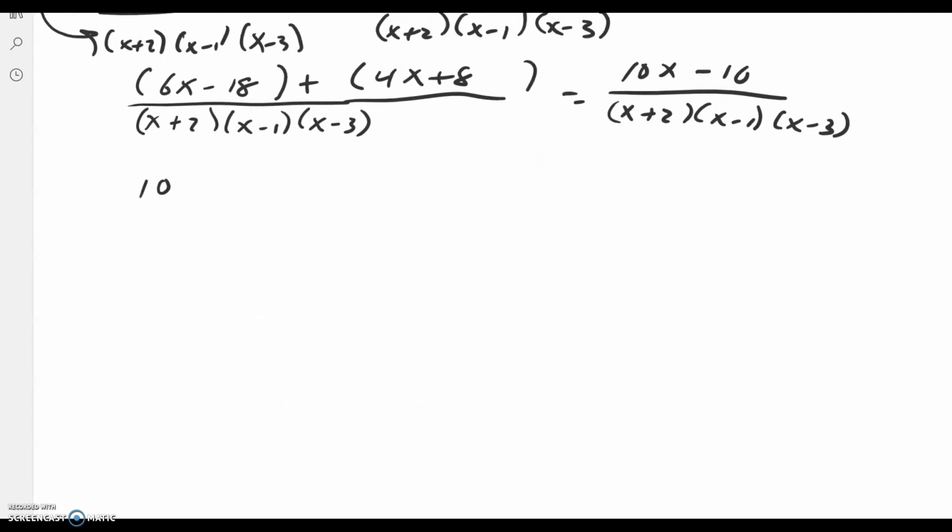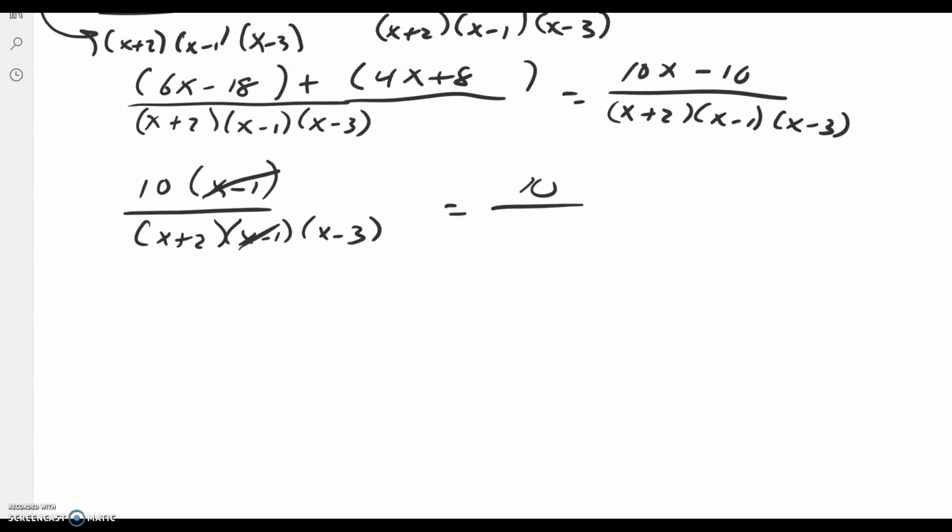So factoring the numerator, we have 10 times x minus 1 over x plus 2 times x minus 1 times x minus 3. These cancel and we're left with 10 on top and x plus 2 times x minus 3 in the denominator. And we're done.